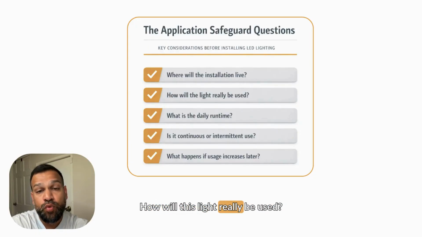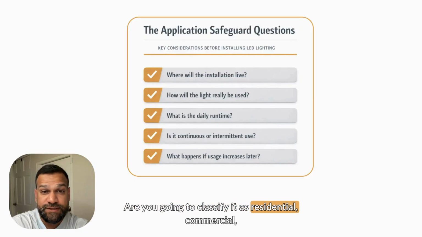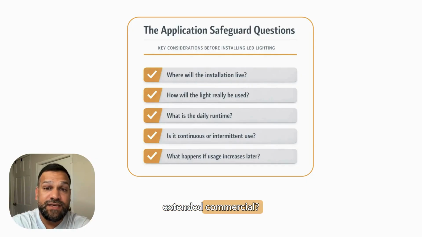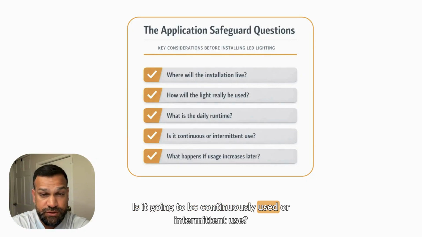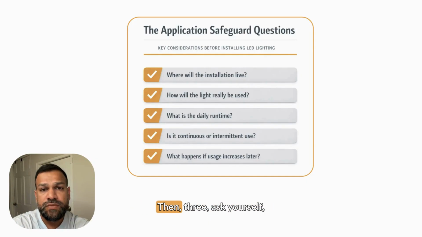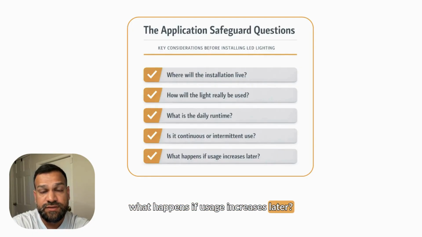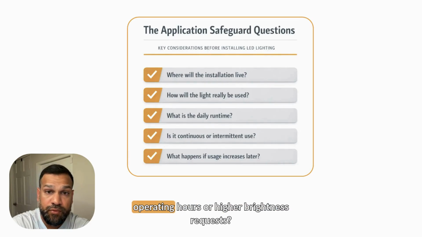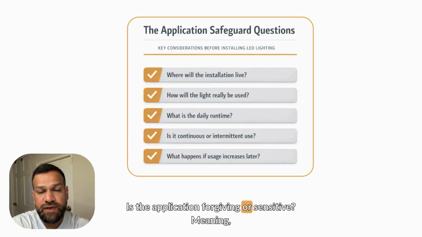2. How will this light really be used? What is the typical daily run? Are you going to classify it as residential, commercial, or extended commercial? Is it going to be continuously used or intermittent use? Then 3, ask yourself what happens if usage increases later, if there are going to be longer operating hours or higher brightness requests.